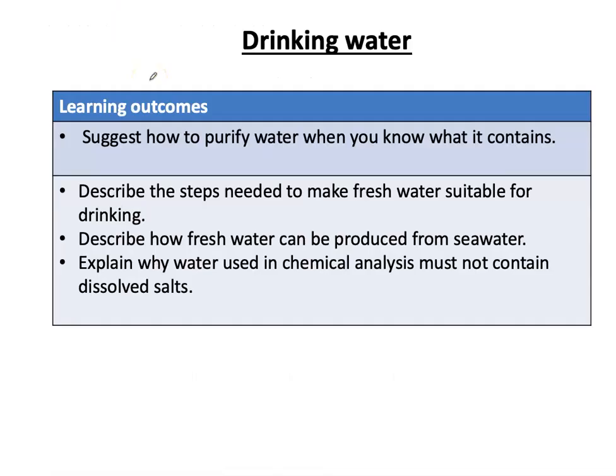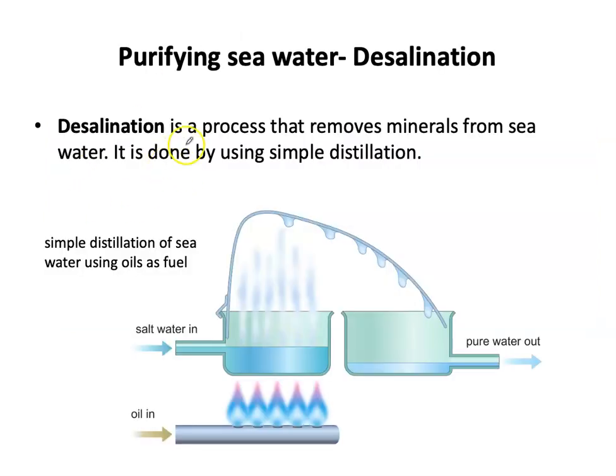Okay, last one then, drinking water. Just look at how we purify drinking water. The first process you need to know is desalination. There are many countries in the world which get drinking water from seawater. Desalination simply is a process that removes minerals from seawater by using the simple distillation method.